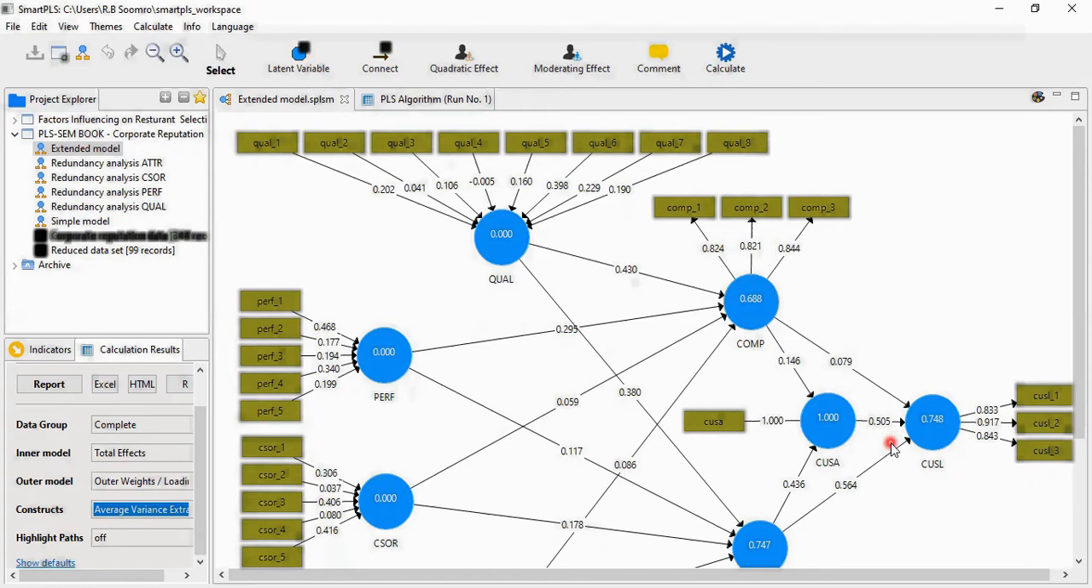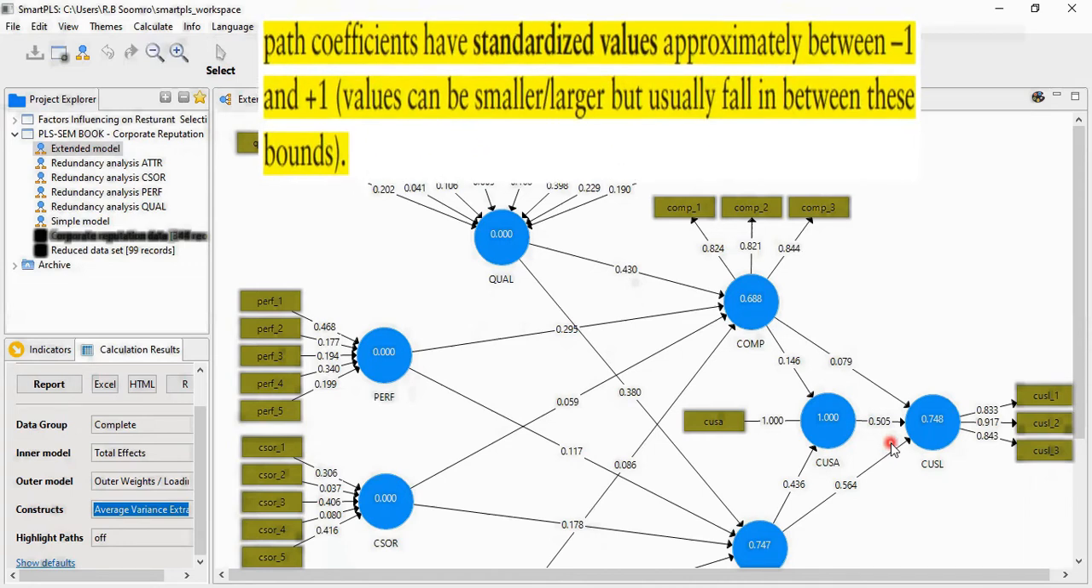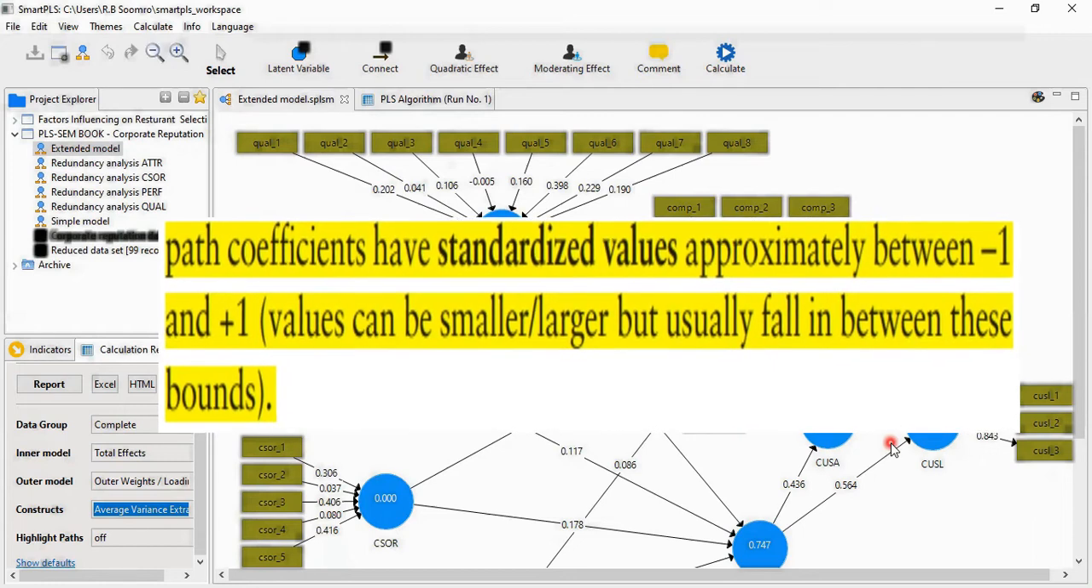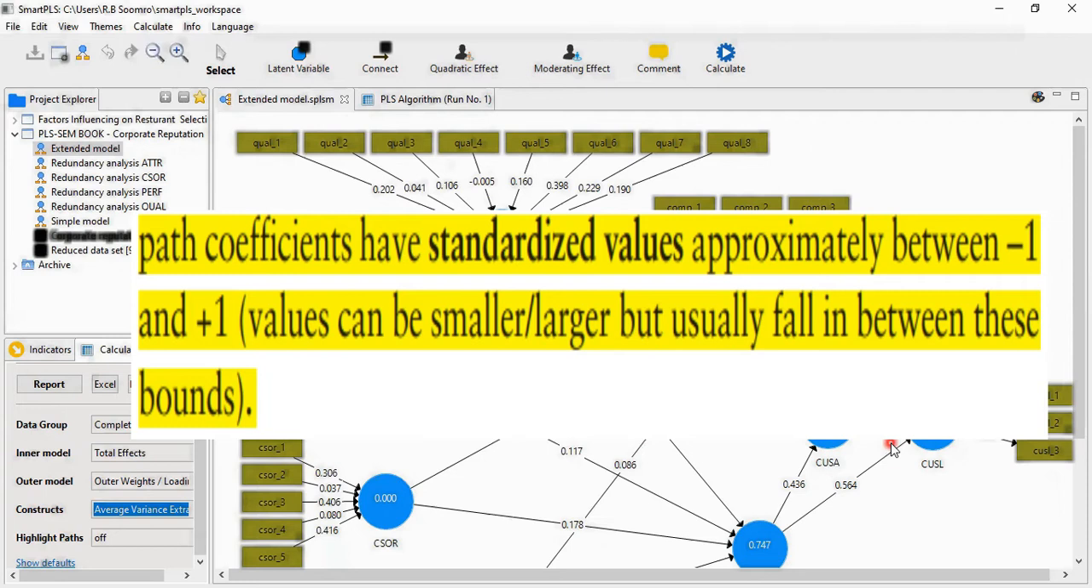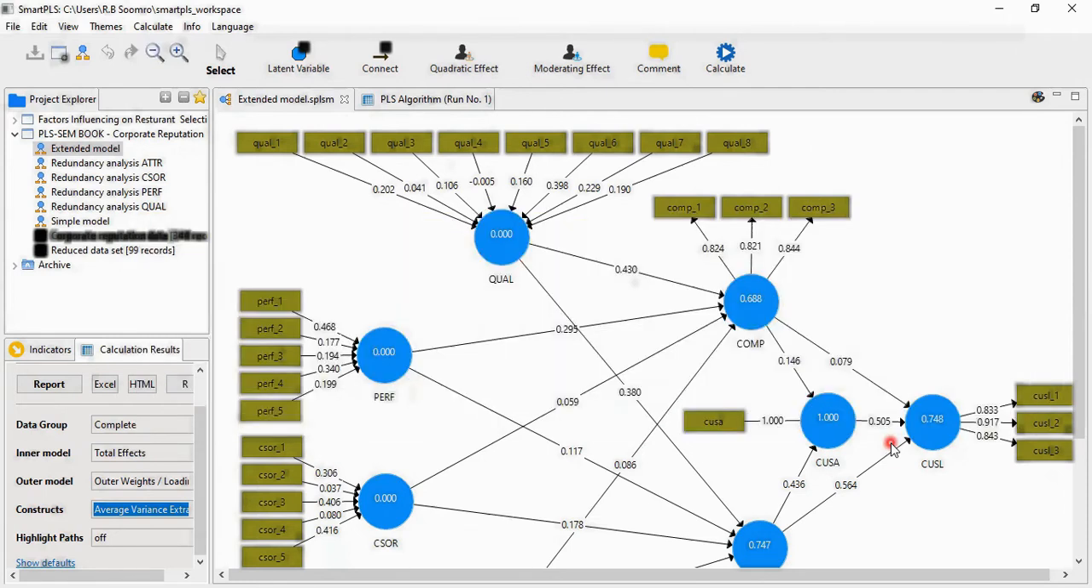The path coefficients have standardized values approximately between -1 and +1. Values can be smaller or larger, but usually fall within these bounds. So the value of a path may be anything, but it will remain within +1 and -1. The higher the value, the better the effect. For example, this is one of the paths. These are all paths.